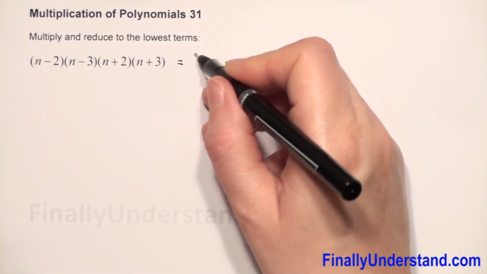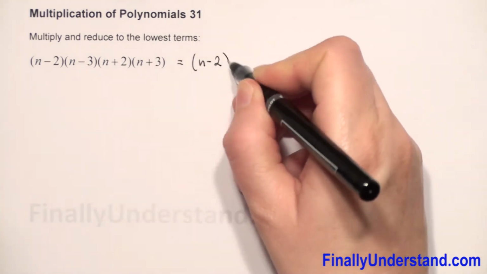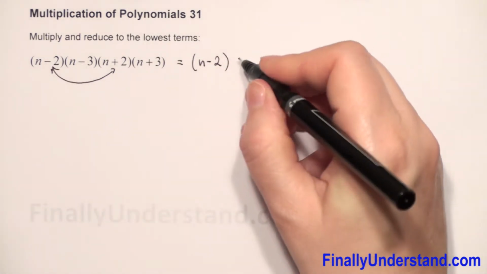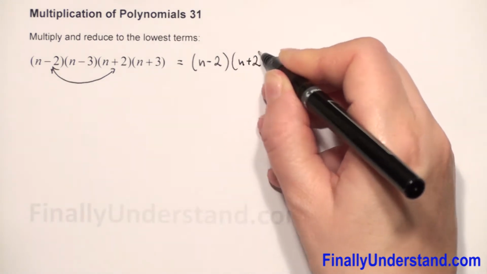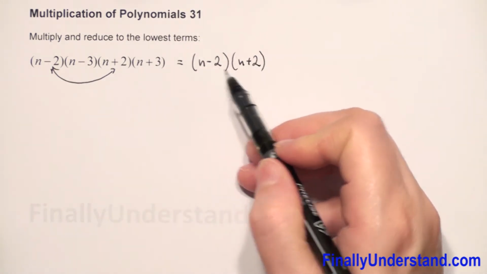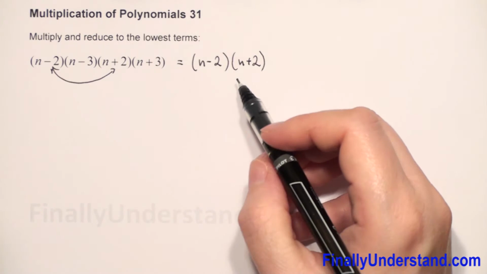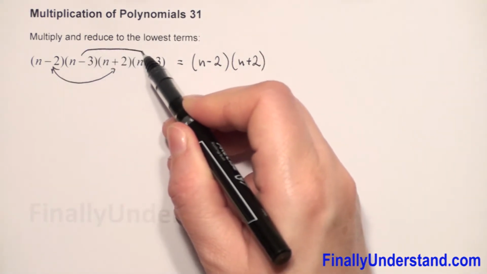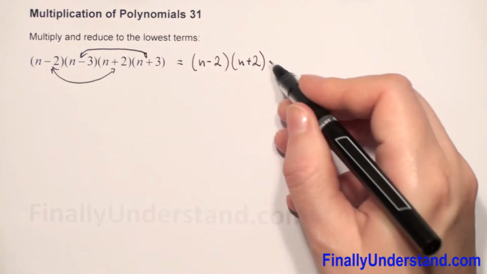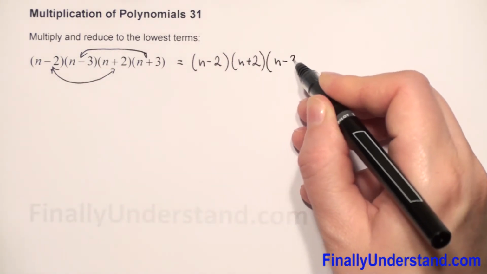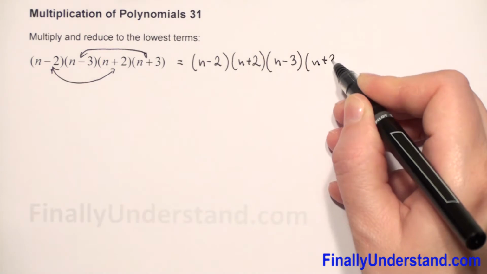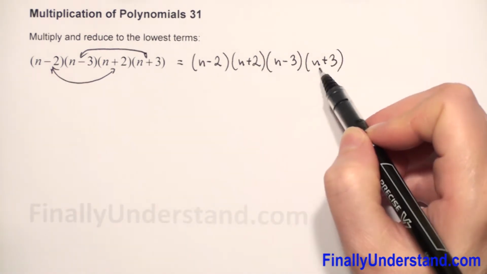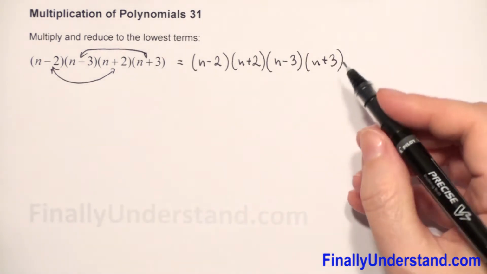First I will write n minus 2 times n plus 2. Why do I do this? Because we have the same terms in the parentheses, now only with a different sign. And we have n minus 3 and n plus 3, so the last will be n minus 3 times n plus 3. Now, again, we have the same terms, only a different sign.